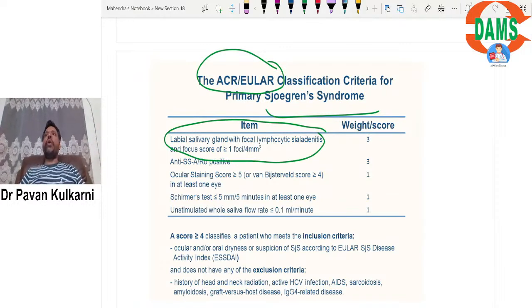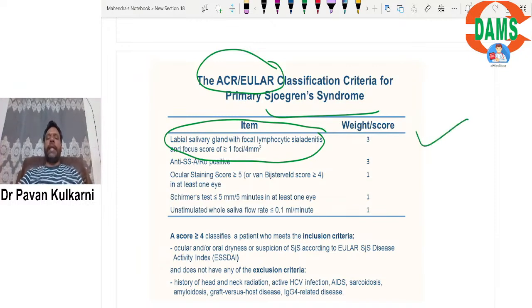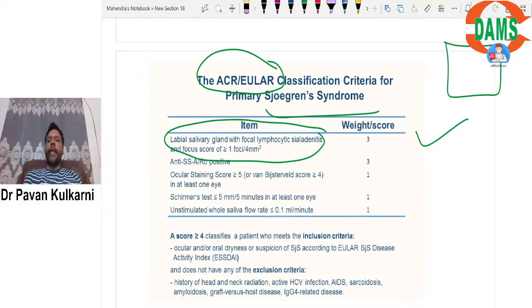All of us know the most diagnostic criterion for Sjögren syndrome is labial gland biopsy. For the diagnosis of Sjögren syndrome, you have to do a biopsy from the lip and check the foci. How many foci of lymphocytes are there in a 4 mm square area? One focus is 50 lymphocytes. If more than one focus is there, then it is Sjögren syndrome.